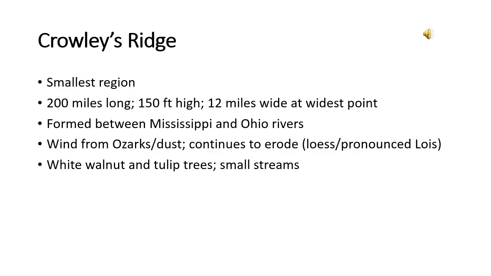In that area, you see white walnut trees and tulip trees and some small streams. You can actually visibly see that if you're driving through the delta, which is generally flat, you can visibly see the raised ridge of Crowley's Ridge. And that wraps up the state's 6 natural regions.